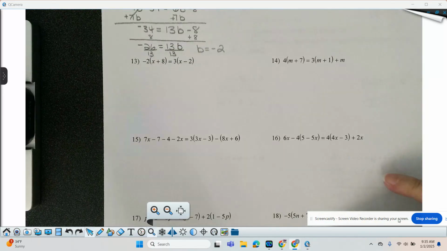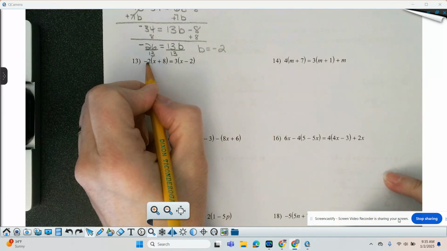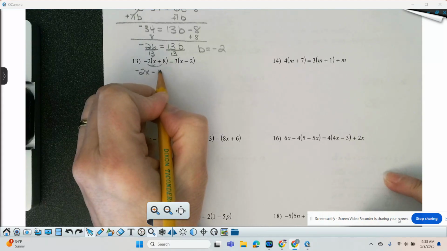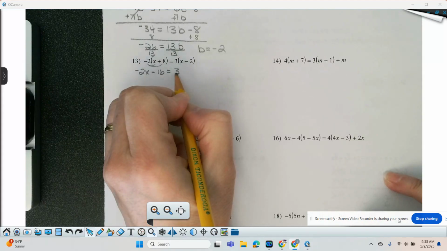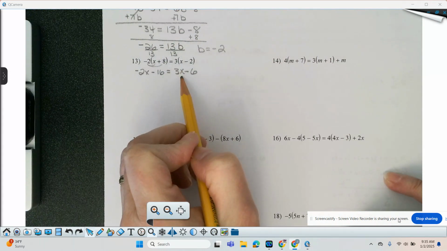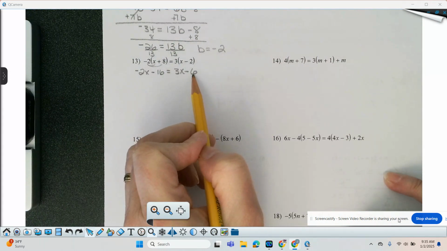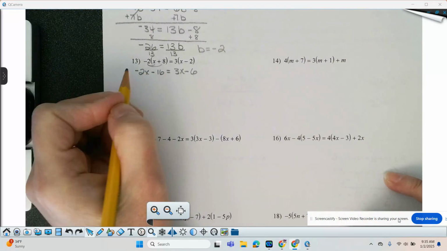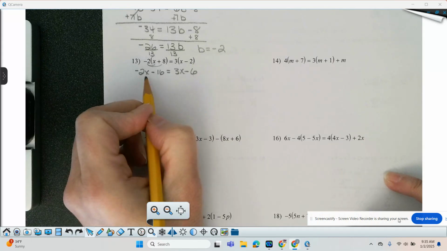Number 13, let's distribute that negative 2 in to get rid of those parentheses. Negative 2x minus 16 and 3x minus 6. I am just multiplying 3 times x and 3 times negative 2. I multiplied negative 2 times x and negative 2 times positive 8. There are no like terms.